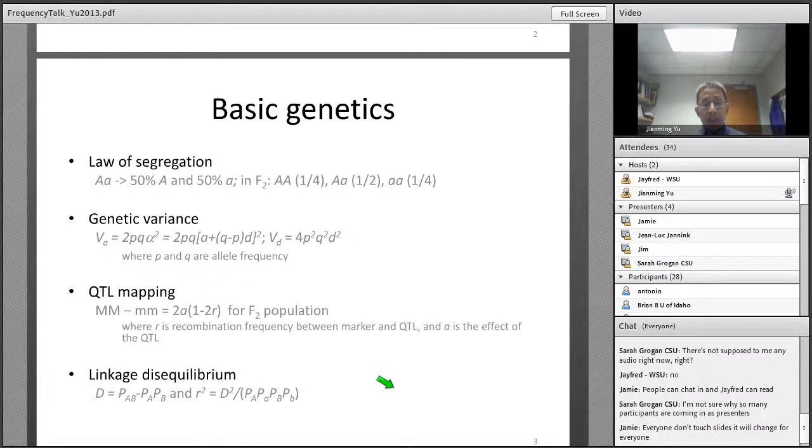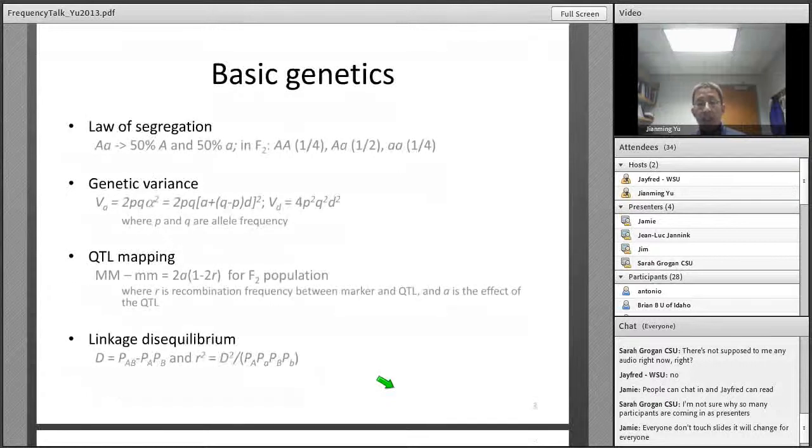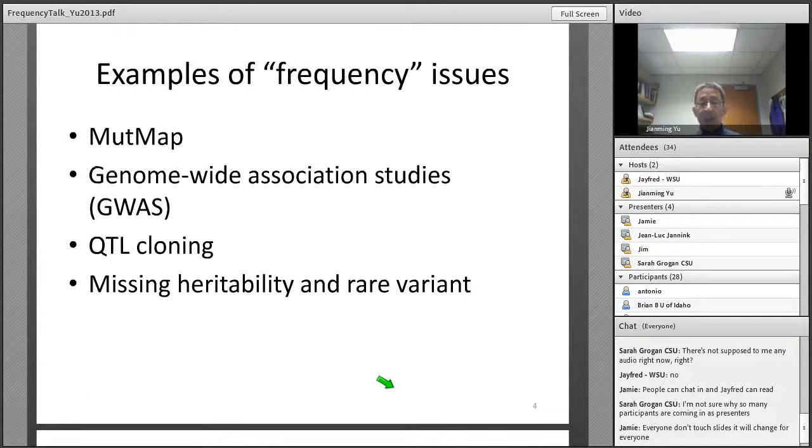And if you remember anything about this linkage disequilibrium or association mapping, you know D equals PAB minus PA times PB. So it's basically the gamete frequency, AB frequency, minus the product of allele frequencies, PA and PB. And then it turns out if you use another more relevant measurement, which is R squared, it is the square of the correlation coefficient of these two loci. So D squared divided by the product of these allele frequencies. So the frequency does apply here.